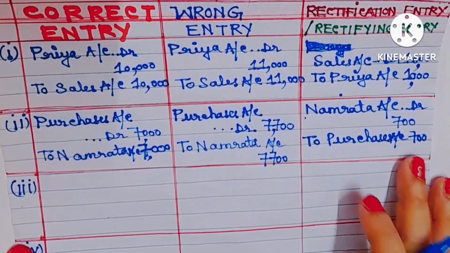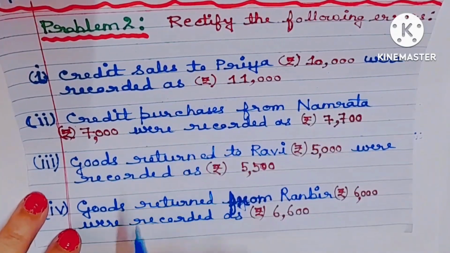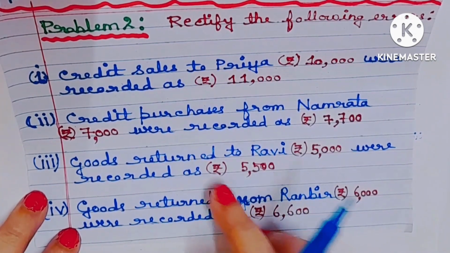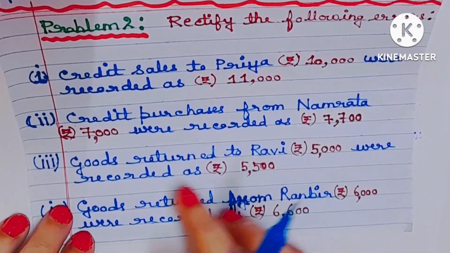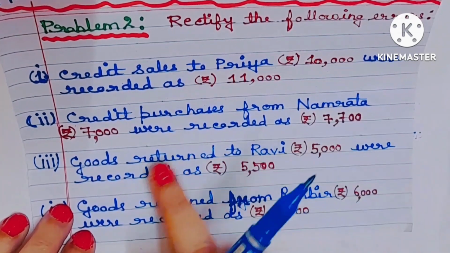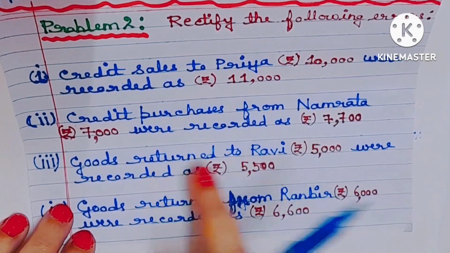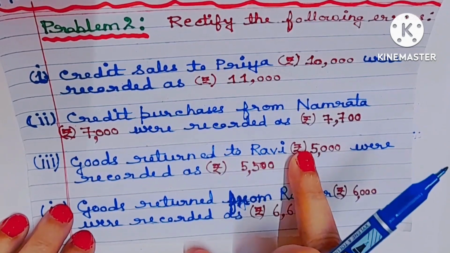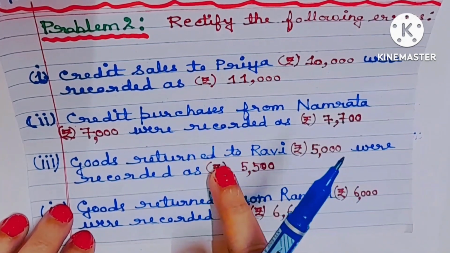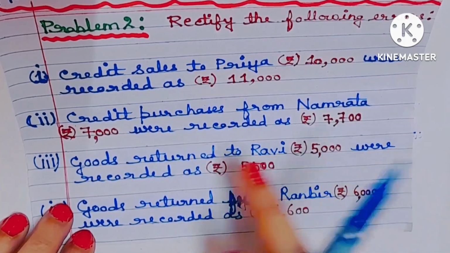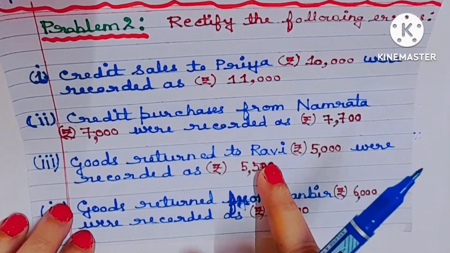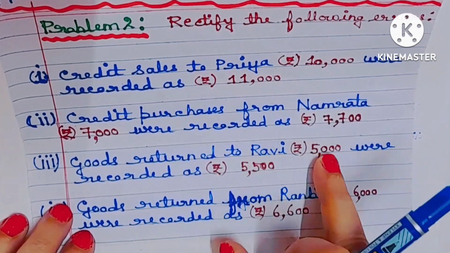So let's see the third transaction. So what is the third transaction? Goods returned to Ravi 5,000 were recorded as rupees 5,500. What is the correct part? The correct part is goods returned to Ravi rupees 5,000. This is the correct part. What is the correct journal? Goods returned to Ravi. That means Ravi account debit to purchases returns account 5,000, or Ravi account debit returns outward account 5,000. Both are correct. So let's write Ravi account debit 5,000 to purchases returns account 5,000 because this is the correct entry.